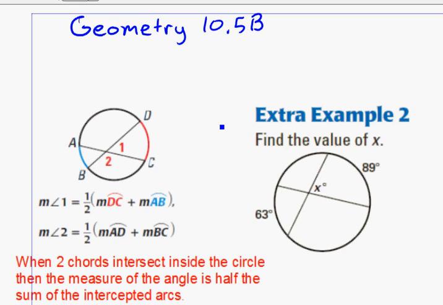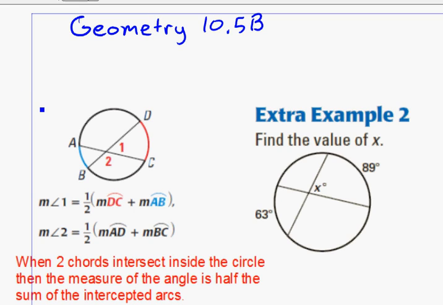Hello, this is Mr. Waterman, and this is lesson 10.5, part B, geometry. We're going to look at arcs, finding arc measures when you have two chords that are intersecting inside a circle.